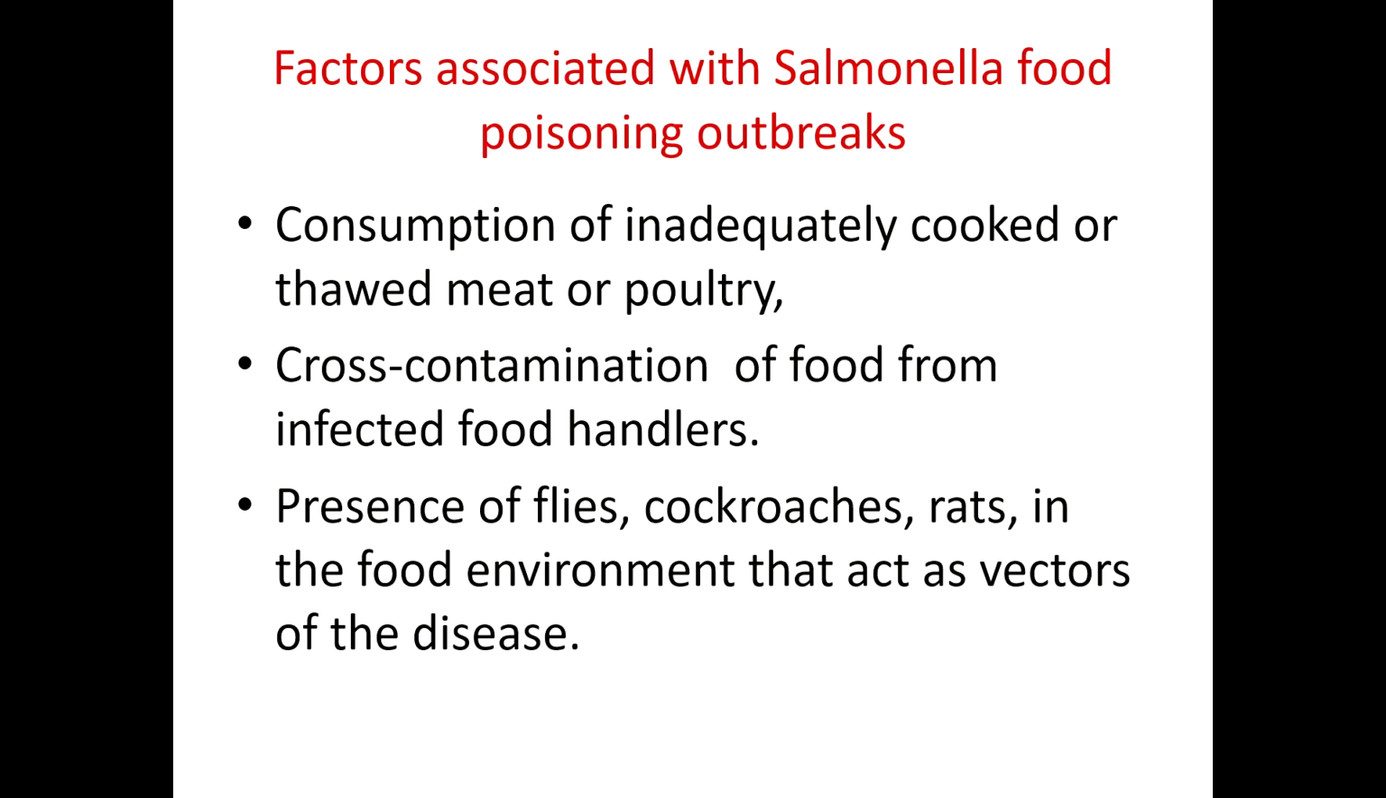Okay, the factors associated with the salmonella food poisoning outbreak. What type of factors are involved here? The consumption of cooked or thawed meat, poultry, or milk. Cross contamination of the food from infected food handlers, and the presence of flies, cockroaches, and rats in the food environment that act as vectors of the disease.